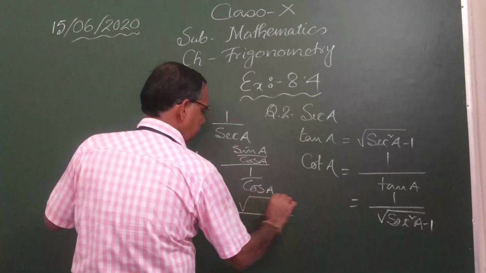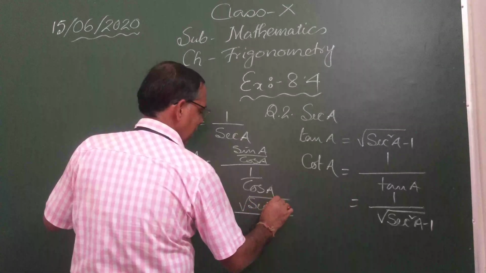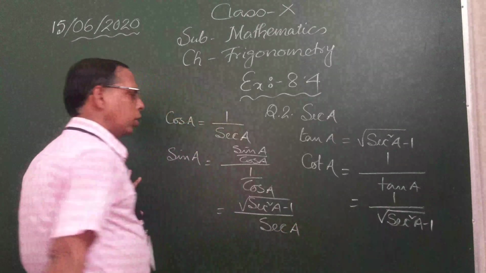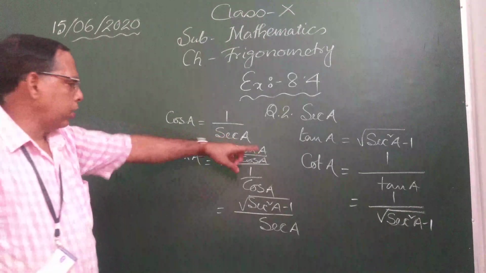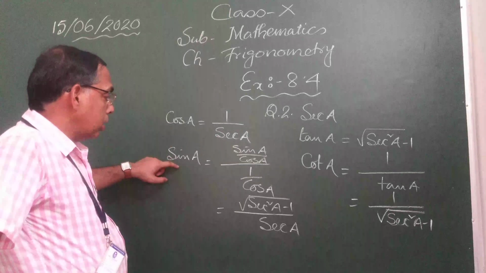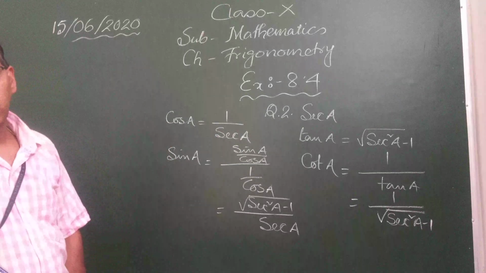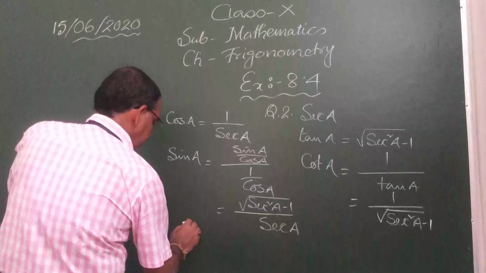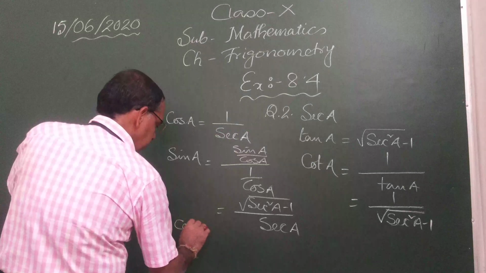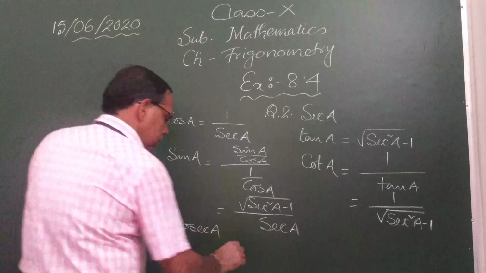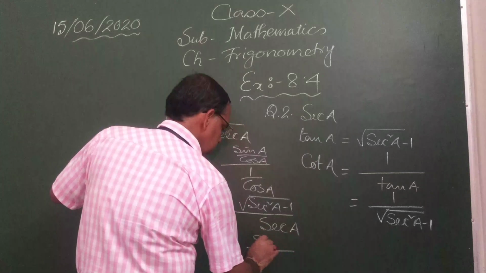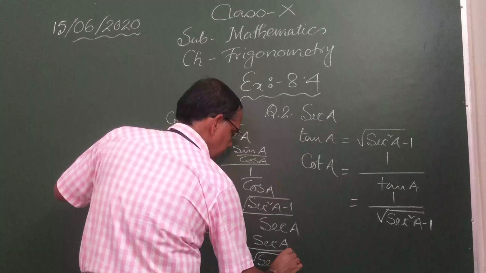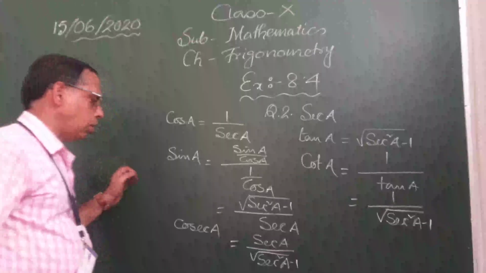See, root over sec square A minus 1 divided by sec A. So how many did we get? We got 10A, we got cot A, we got cos A, we got sine A. Now what is left? Left is reciprocal of sine. So reciprocal of sine, very easy. Just reverse the whole thing. So sec A by root over sec square A minus 1. So see, this is not at all a problem.